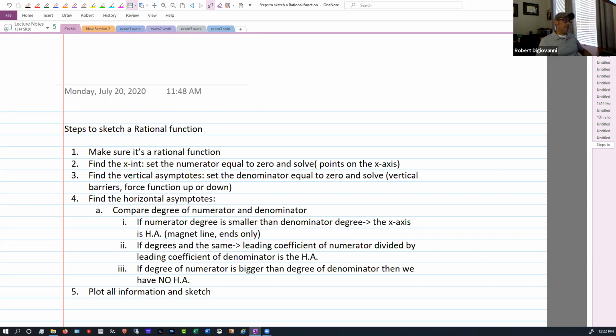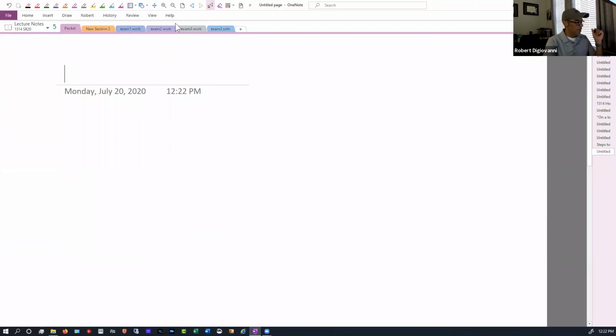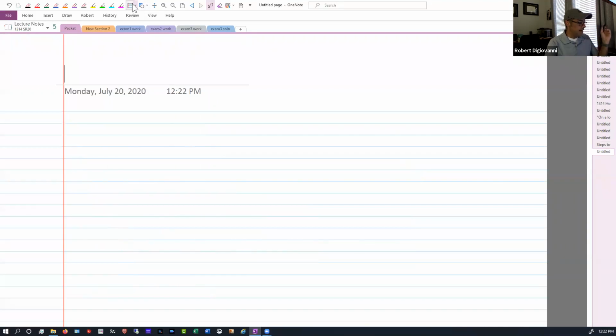All right, I think we should try an example, don't you? By the way, I will provide you these steps on the test, okay, because this is a lot to have to remember. So let's do an example. And why don't we do that example that we started with? X plus 4 over x minus 4.